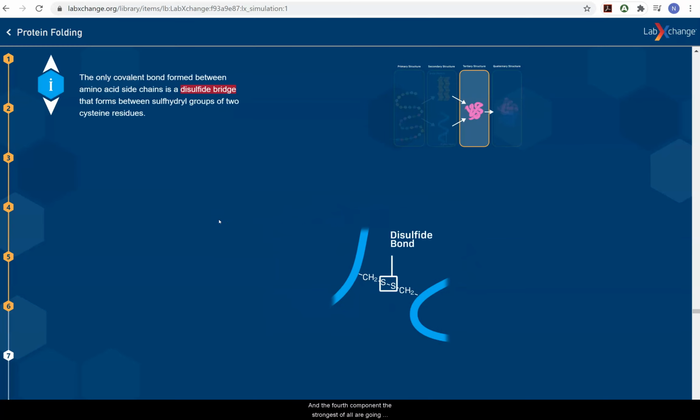And the fourth component, the strongest of all, are going to be disulfide bridges or disulfide bonds that form between two sulfur groups of two cysteine amino acids. So here you have two cysteine amino acids. Those two sulfurs are going to bond and make a disulfide bond, holding these two backbones of the polypeptide together with a covalent bond. This is going to be the strongest interaction of all.